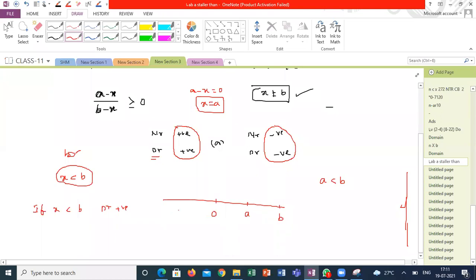Guys, please. Understood what I'm saying? If x is less than b, the denominator is positive. For any values of x less than b, the denominator is positive. Is it possible, for any values of x less than a, that the denominator is positive?